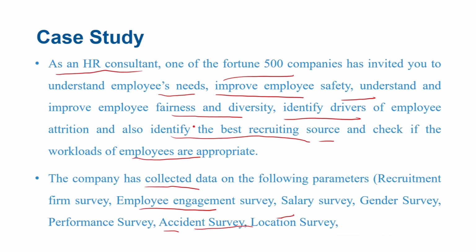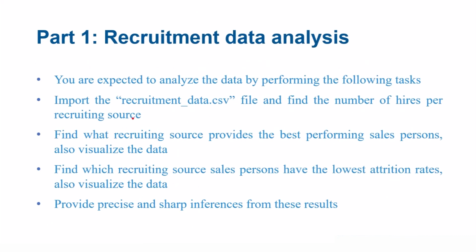In subsequent parts, we'll discuss the individual assignments related to each survey. In the first part, you are expected to do recruitment data analysis. Here, you are expected to analyze the data by performing the following tasks. First, you have to import the recruitment.csv file, then find the number of hires per recruiting source. You are expected to find what recruiting source provides the best performing salespersons and also visualize the data. You're also expected to find which recruiting source salespersons have the lowest attrition rates and also try to visualize the data. Lastly, you're also supposed to provide precise and sharp inferences from these results.